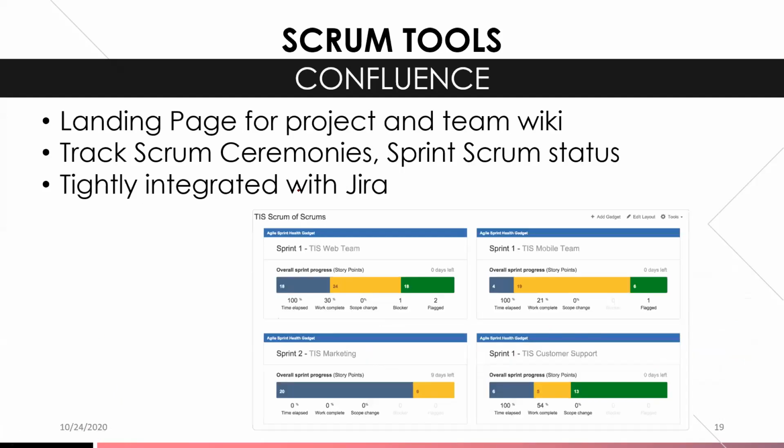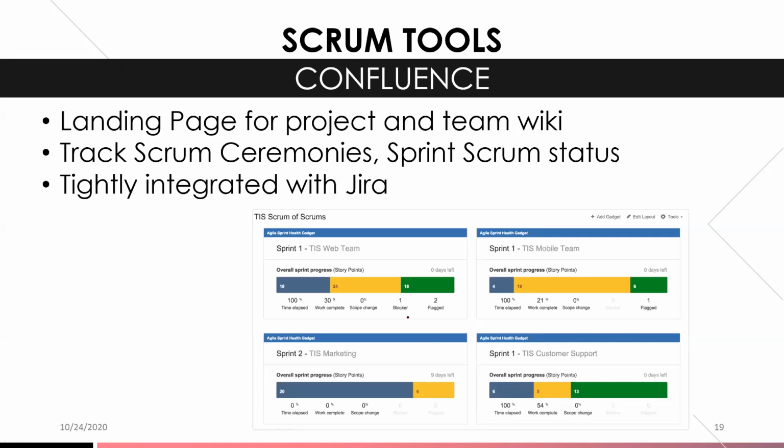Okay, another tool that we use in Agile Scrum is Confluence. So Confluence is tied to Jira. It's also used as a landing page for project and team wikis. It's also used to track ceremonies, sprint, and Scrum status, as I mentioned, tightly integrated with Jira. So for example, in Confluence, you have what are called gadgets, something like a widget.